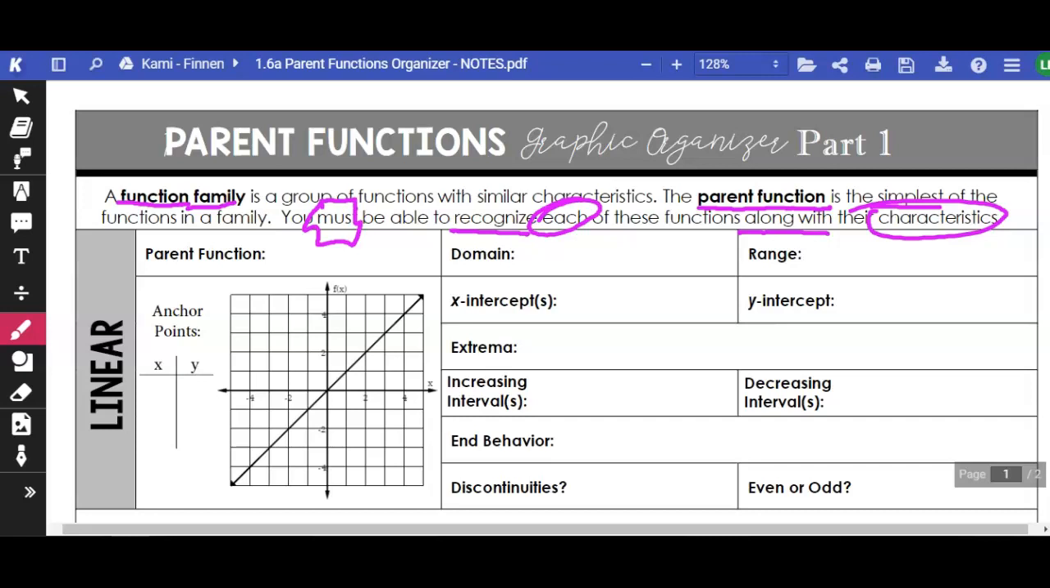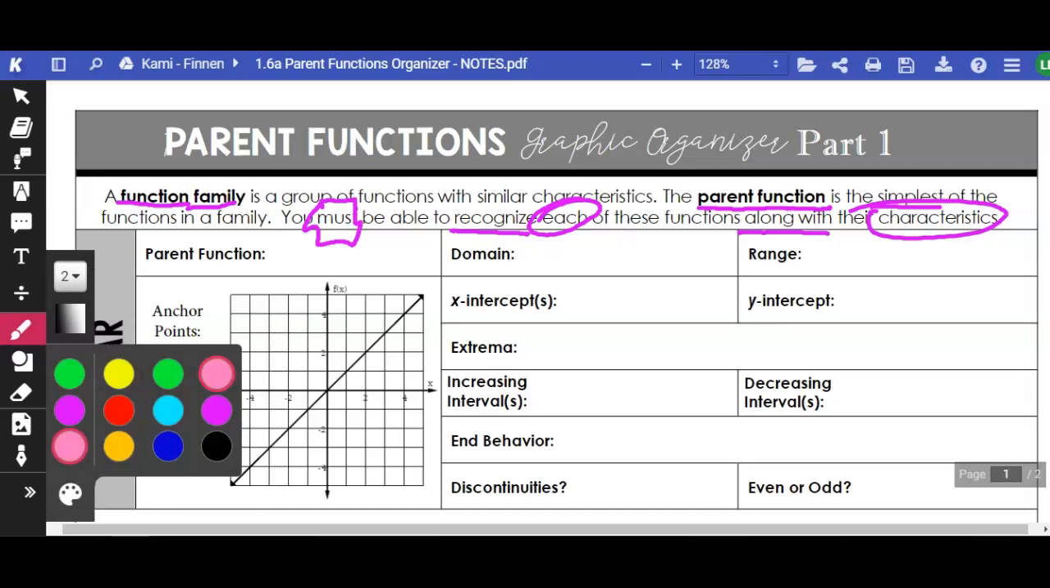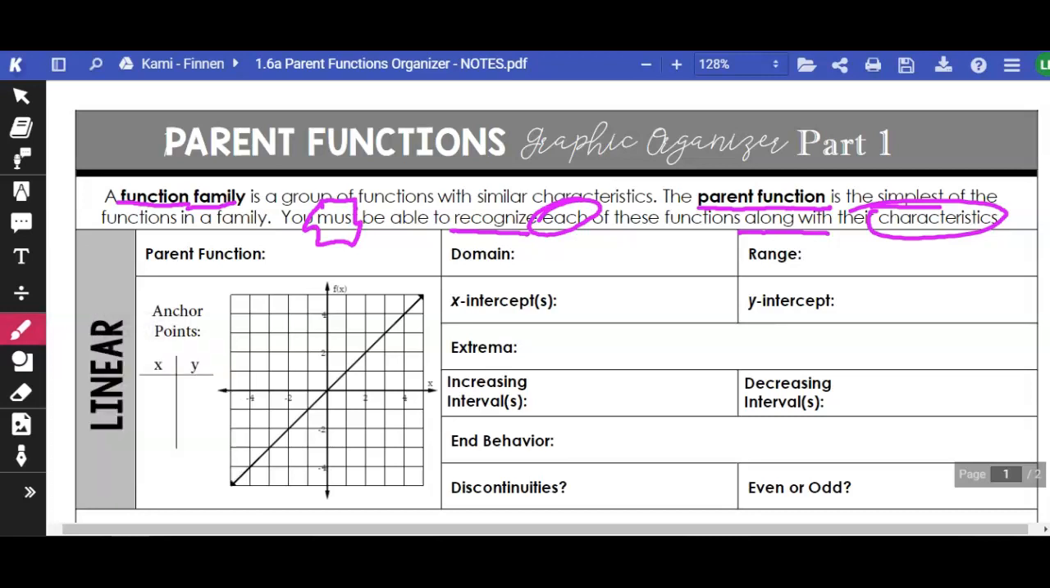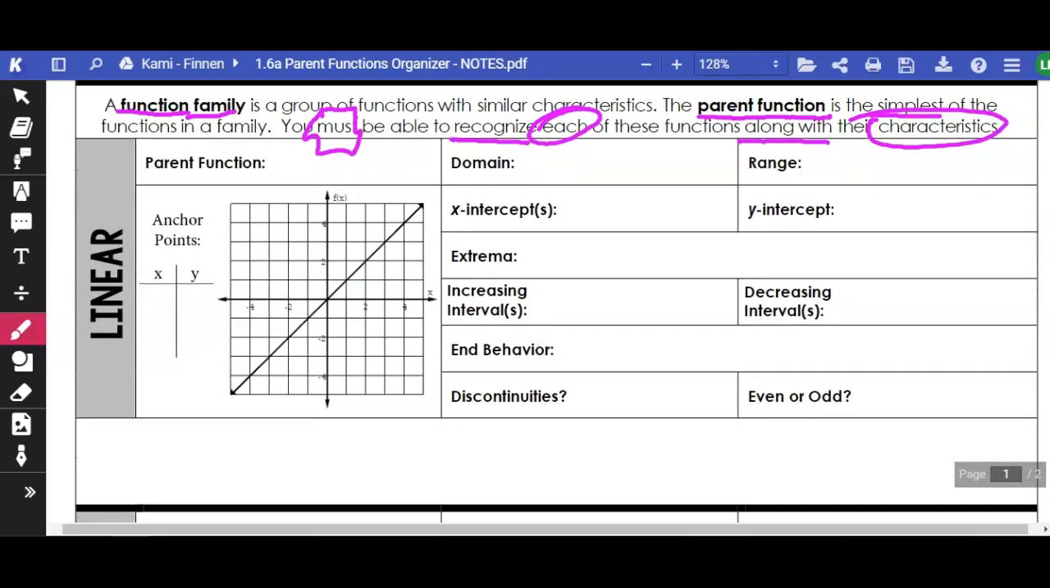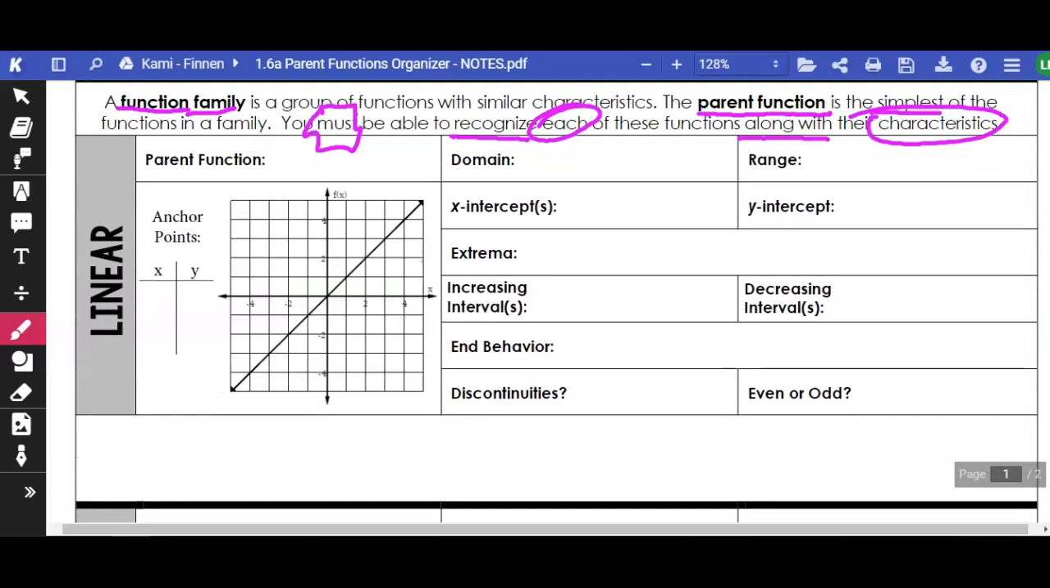All right, so we're going to start with the most basic we have, which is the parent function of a linear, and you've learned about lines long time ago. So our parent function, the equation itself, is f of x equals x. Okay, that's it. That's the simplest line you have.